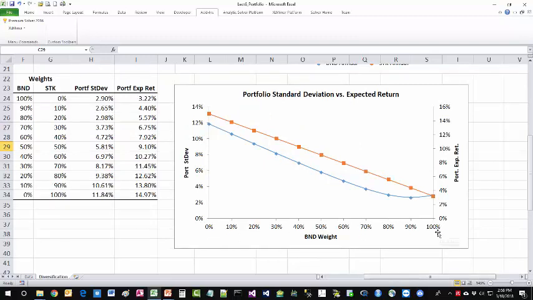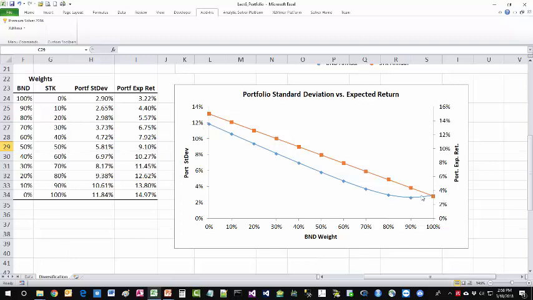On the horizontal axis, we have the bond weight that changed from 100 to 90 to 80 down to 0. As that happens, obviously the expected return on a portfolio goes up linearly, but the portfolio standard deviation does not. Okay, it first dips down from 100 down to 90 and then starts increasing, right? The risk increases in a nonlinear fashion. So that's again the key, right?